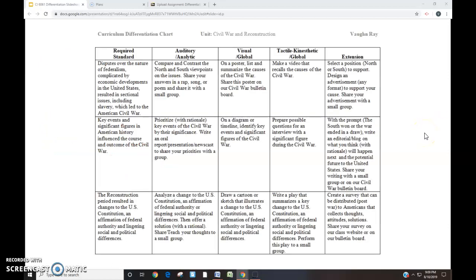Here's an example of a curriculum differentiation chart from a Civil War and Reconstruction lesson. On the left are the standards. The rest of the columns feature activities for each learning style that vary in critical thinking skills. During the lesson, the teacher would offer students a choice in completing an activity that meets their interests and learning needs. A key question for teachers is, how do the learning tasks in this chart vary for the students based on their learning needs?